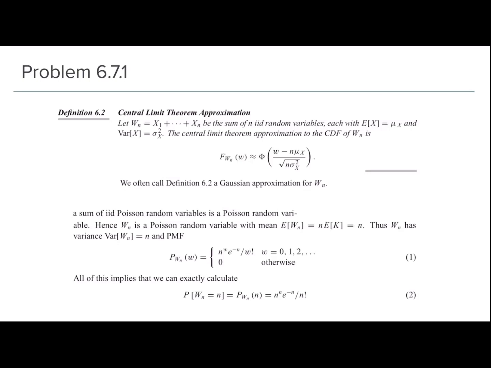So using this, what we understand is that the probability that Wn is equal to n is P_Wn(n), which is equal to n raised to the power n, e to the power minus n, divided by n factorial. So using the properties of Poisson random variables, we've found what the exact value of P[Wn = n] will be.